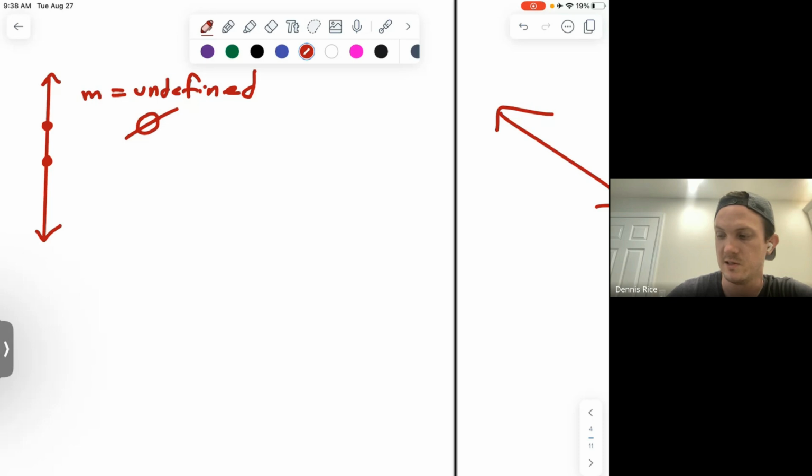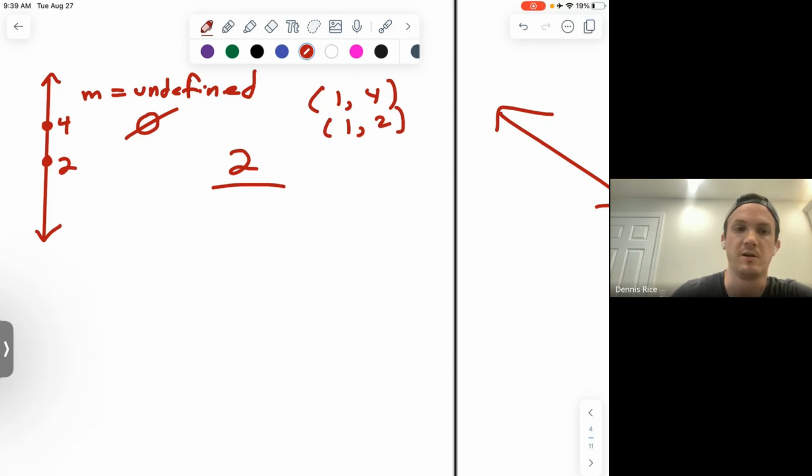Let's say this is 2 and this is 4, just making values up. We have a vertical change of 2 here. We don't have any horizontal change. Let's say my coordinates were (1, 4) and (1, 2). So our vertical change was 2. Our horizontal didn't change at all. It went from 1 to 1, so the change was 0. And what's the problem? If you were to type that into a calculator, we have a divide by zero error. So that's why we call a vertical line undefined.